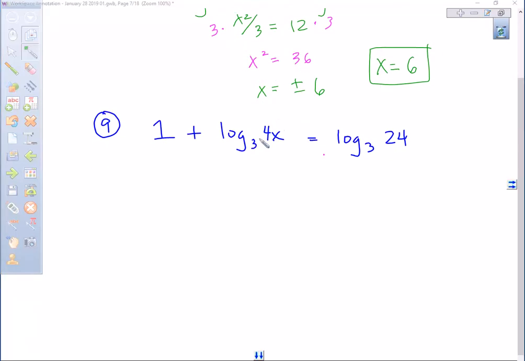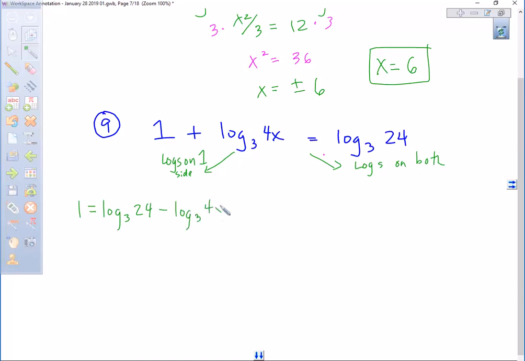Okay, I'm going to show you 2 ways you could work this problem. One, you could create a situation where we only have logs on one side. Or 2, we can look at it where there's logs on both sides. Okay, so the way we get just logs on one side is we take this guy and move him over here. So to move him over there, you would have to subtract. So we subtract this from both sides. And that's what it looks like.